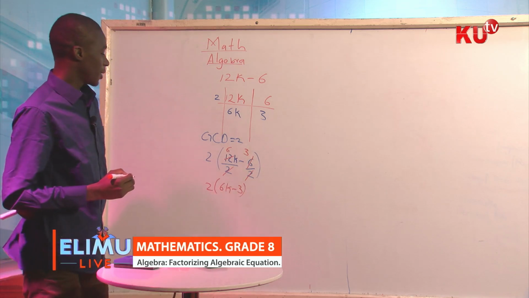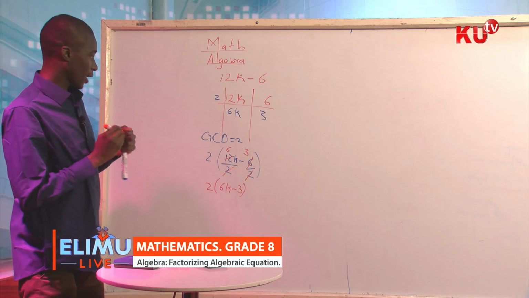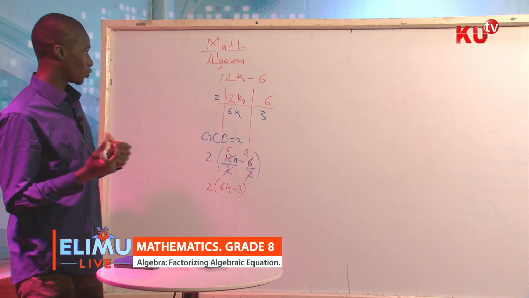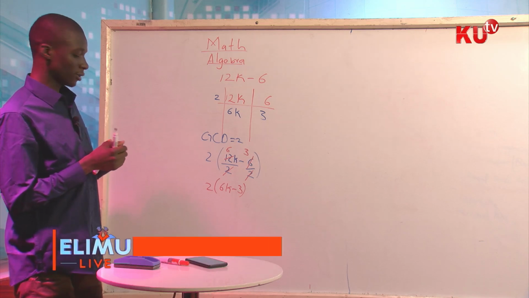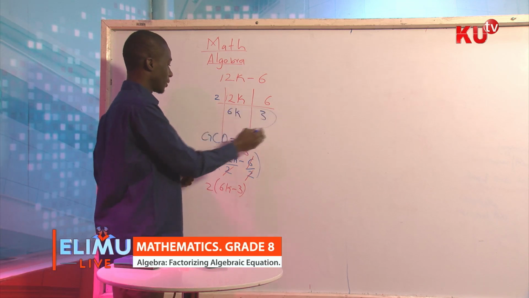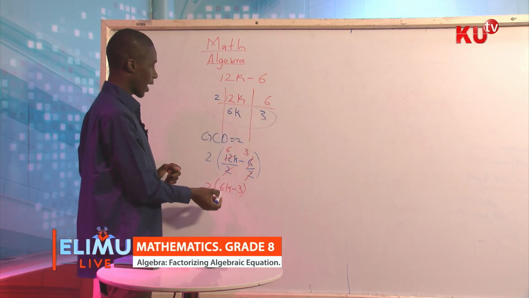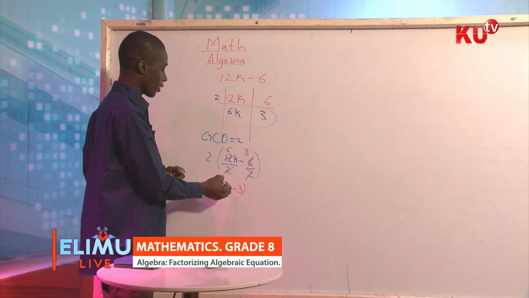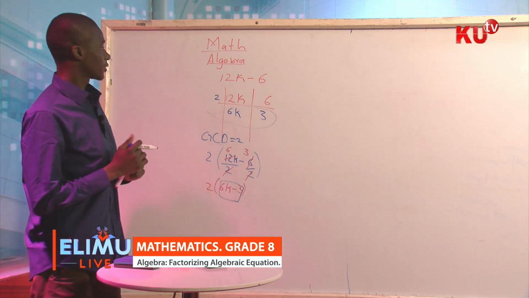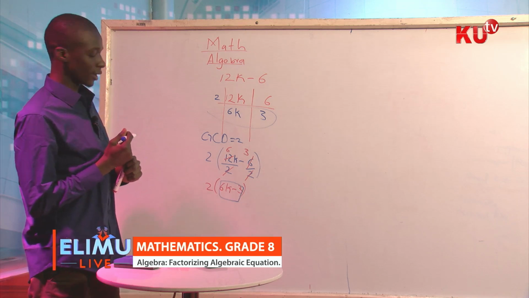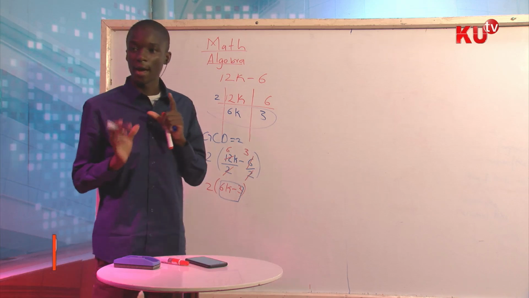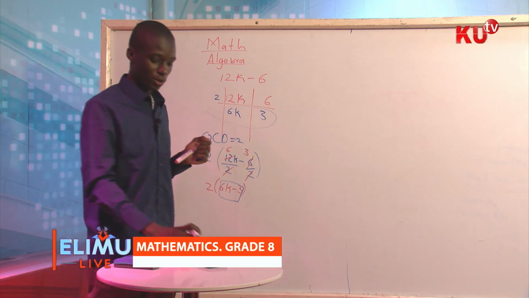Now, you're supposed to be able to see that when you're factorizing an algebraic expression, the GCD part is always supposed to be identical to the content inside the bracket. So that's our first case on factorization of algebraic expressions. It's a simple example, and we're going to move ahead and look at other complex examples as we proceed.